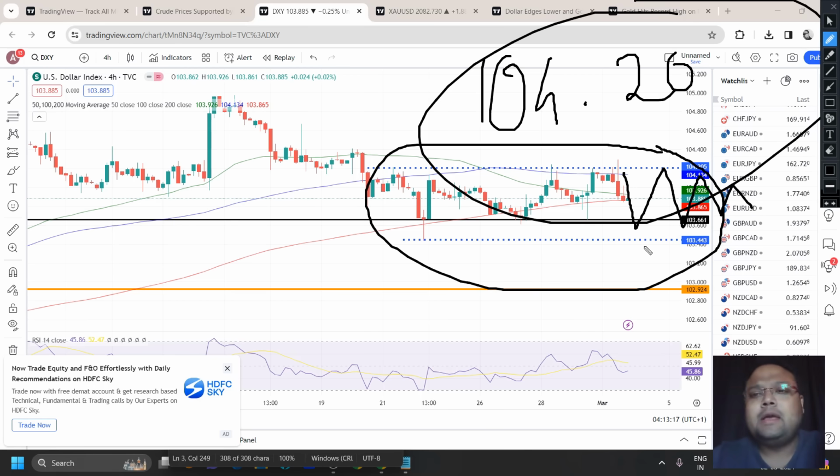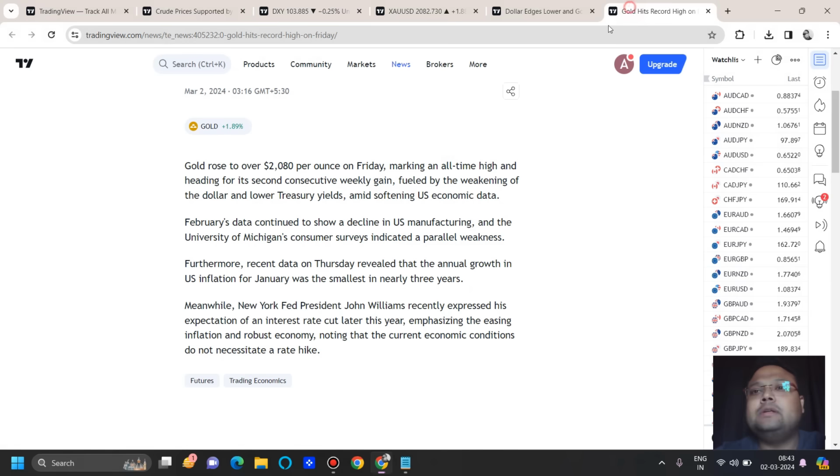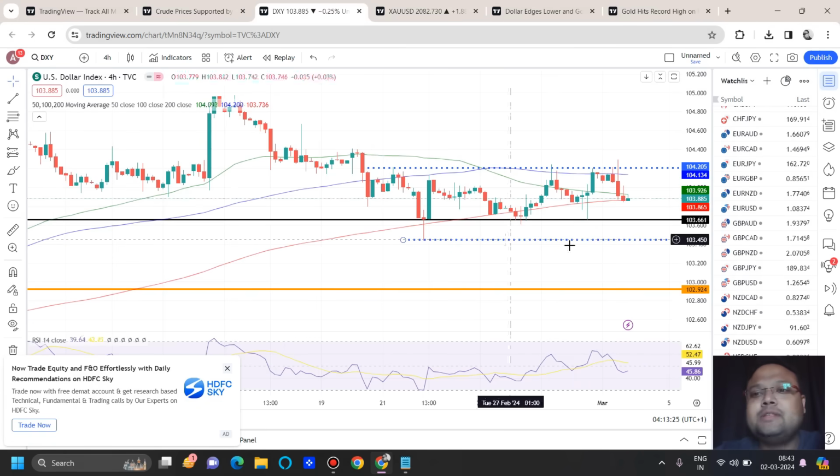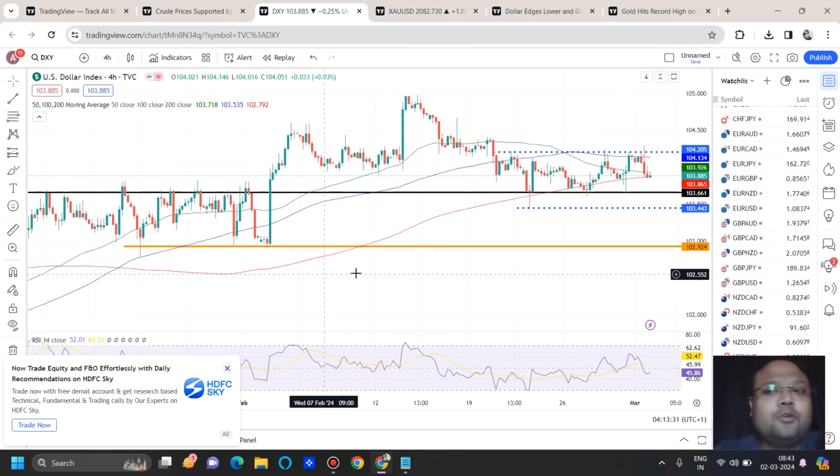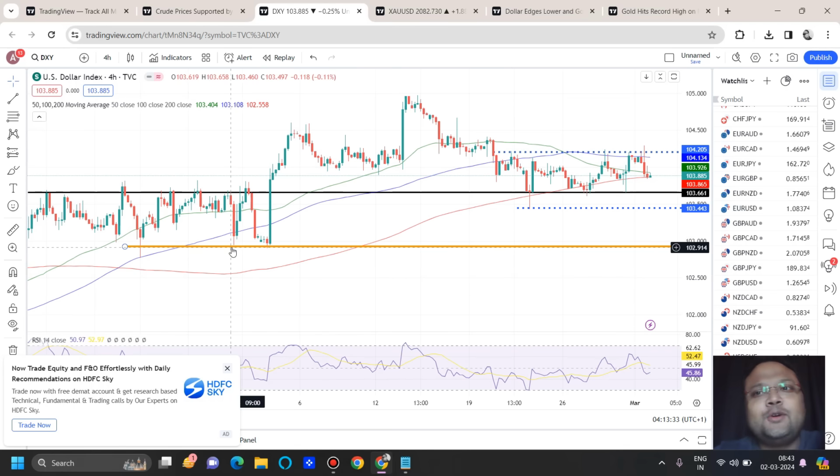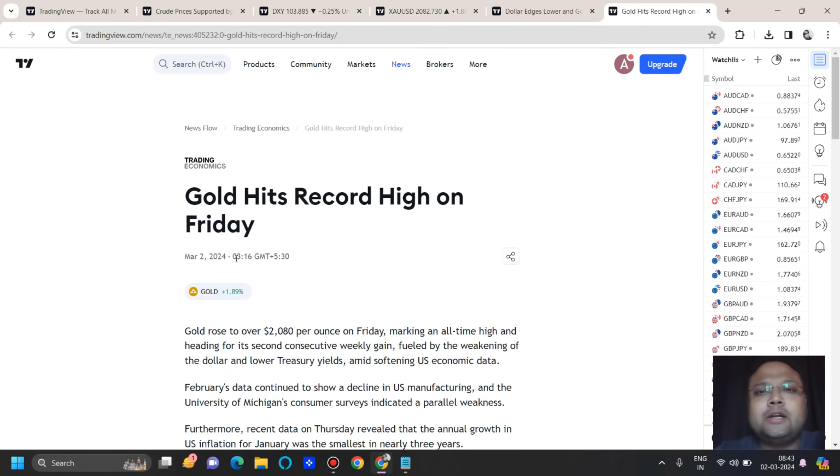And in the coming days, there's a high chance that due to these factors, we will see DXY going down. And if DXY breaks 103.40, it will be heading towards the next support of 102.90 or 103. I will be pasting the link of these news articles in the description box so that you can read and understand.